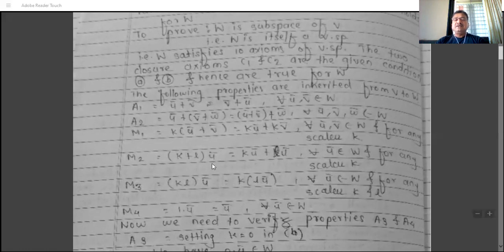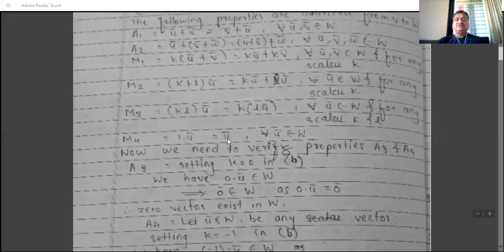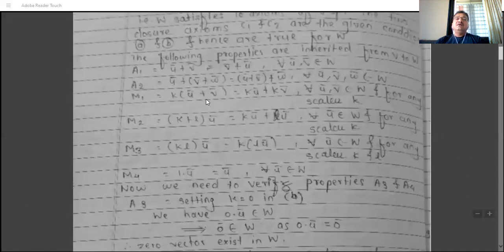Then K plus L times U bar is the M2 property: K U bar plus L U bar for all U bar belonging to W and for any scalar K. And M3 property: K L U bar is K L U bar for all U bar belonging to W and for any scalars K and L. And M4 property: 1 into U bar is equal to U bar for all U bar belonging to W. So these properties are inherited from V to W.